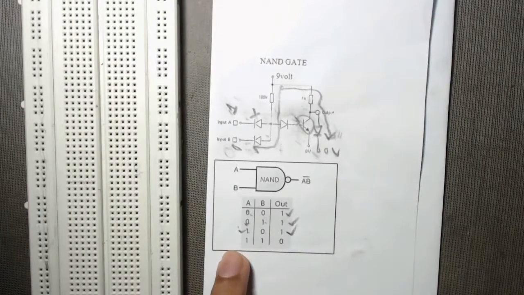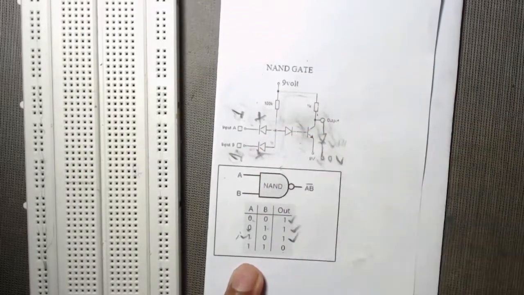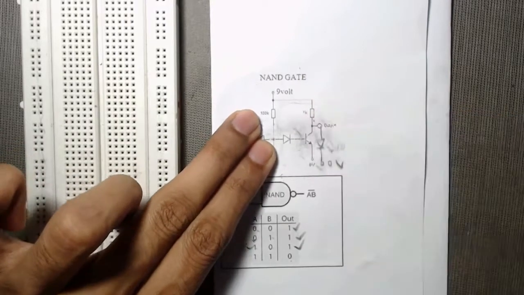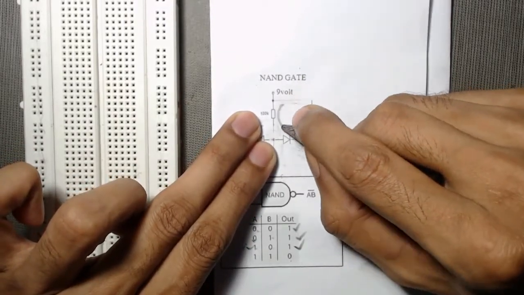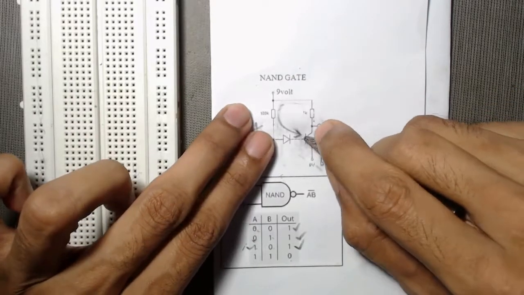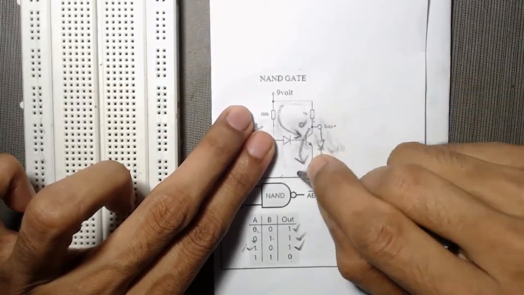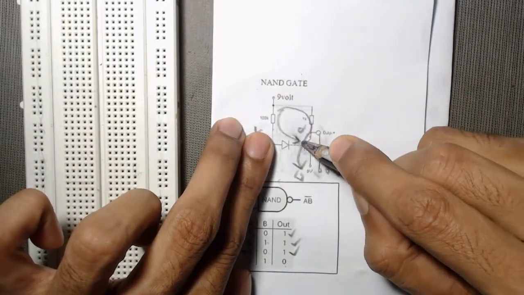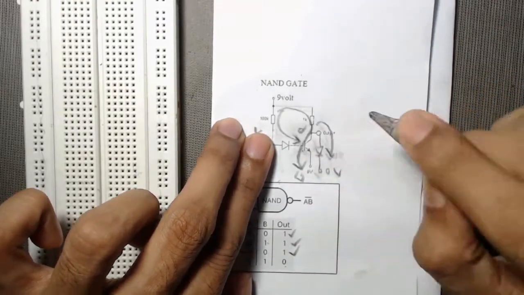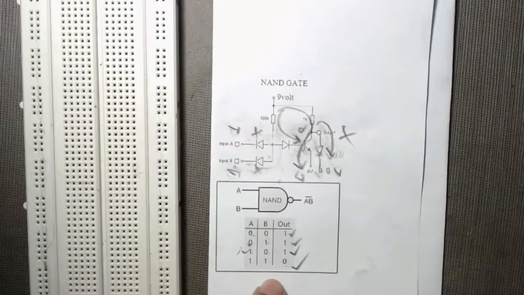But for the last set of input, we can see if A is 1, then this will be in reverse bias. If B is 1, this will also be in reverse bias. So no current can flow through these diodes. Suppose these diodes are not there, then the entire current will flow through this branch, through this path. So the transistor will get sufficient voltage in its base terminal. So the transistor allows current to flow from its collector to emitter terminal, since this side is collector and this side is emitter. So the entire current will flow through this collector to emitter, that is across this transistor, and no current will flow through this LED in this case. So the output will be 0 when we apply 1 at A and 1 at B.